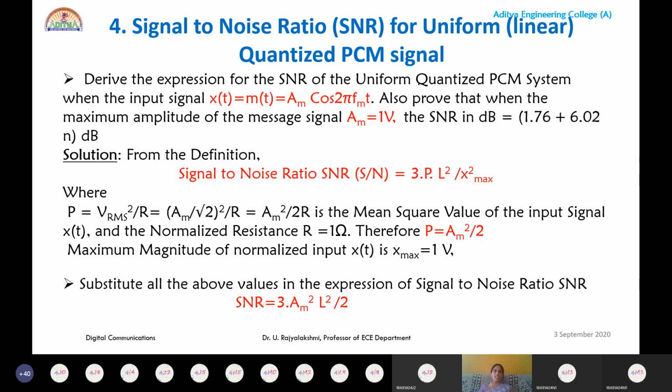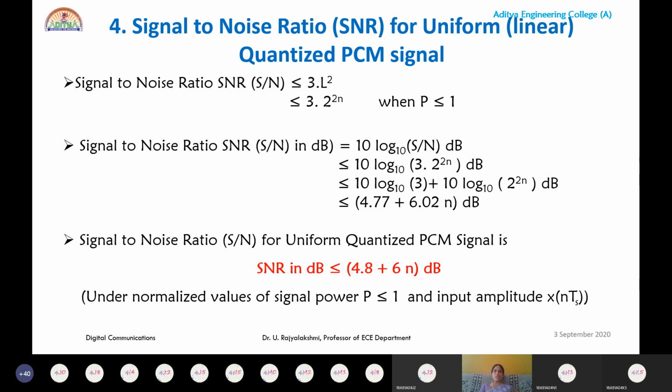Next, any other student, please respond and tell me the general expression for SNR, not in decibels, under the assumption of signal power as capital P. 3PL square by x square max. Yes, very good. Thank you. Now, under the assumption of normalized input and P less than or equal to 1, what can be the value of SNR? It will be less than or equal to 3L square. In decibels, how much did you get? It is 4.77 plus 6.02 N, that is in decibels.